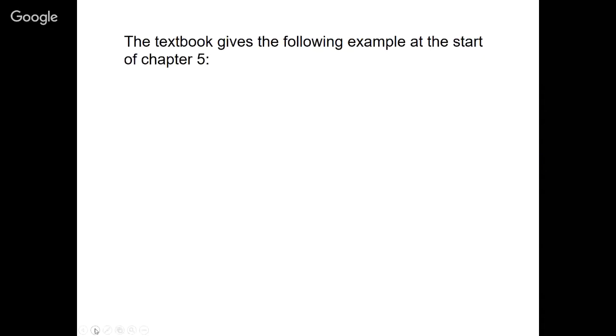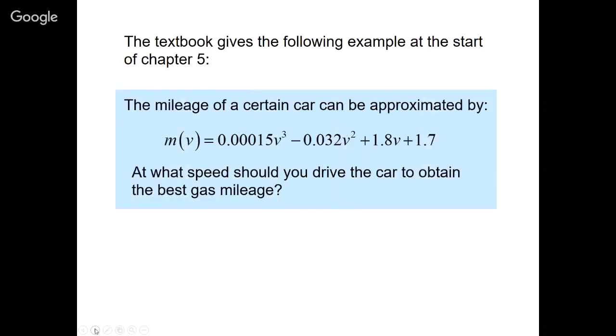The textbook gives the following example at the start of chapter 5. I like this example because it's a real life example. The mileage of a certain car can be approximated by this function, m of v, which is a cubic. And this function basically suggests that if you drive a certain speed, you will get a certain gas mileage. And the question is going to be, at what speed, or velocity, should we drive to get the best gas mileage? So what we need to do is find a maximum of this function.